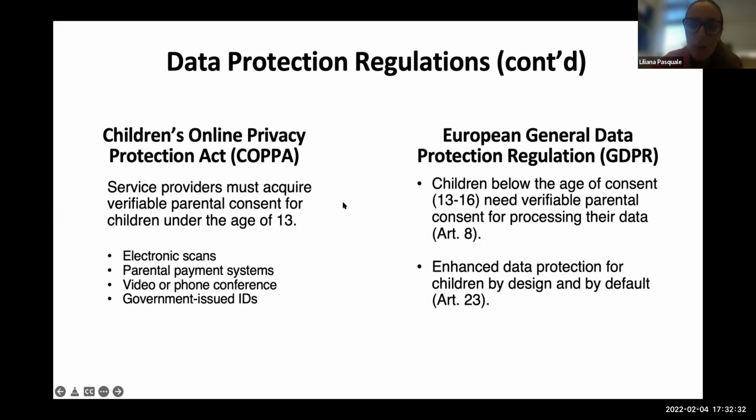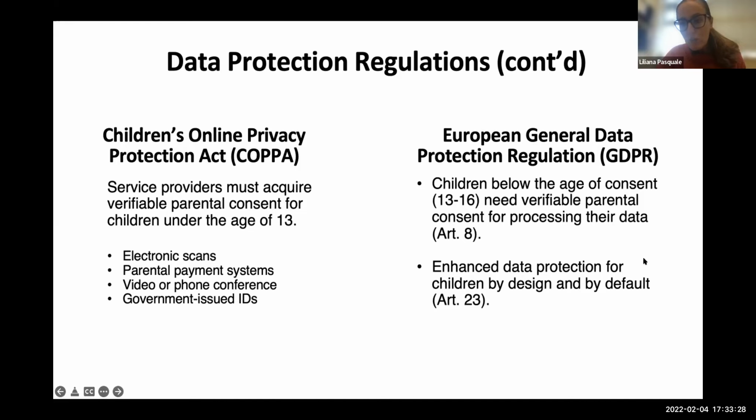I just wanted to give you an idea about two main data protection regulations. One is in the US, the Children's Online Privacy Protection Act, called COPPA. It established that the minimum age for collecting data about children without parental consent is 13. This regulation is really good because it explicitly prescribes mechanisms to verify the age of children, for example electronic scan, parental payment system, video or phone conference, or government-issued ID. However, because this is very time consuming for organizations to implement before collecting data, in their terms of use organizations forbid children from using their own services.